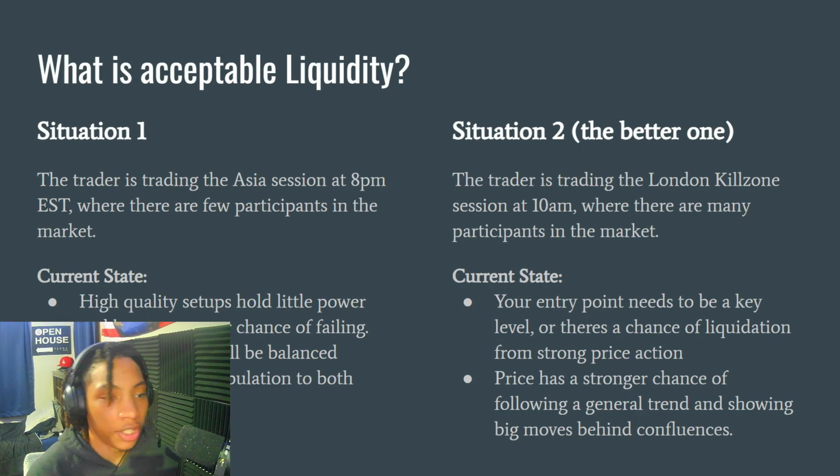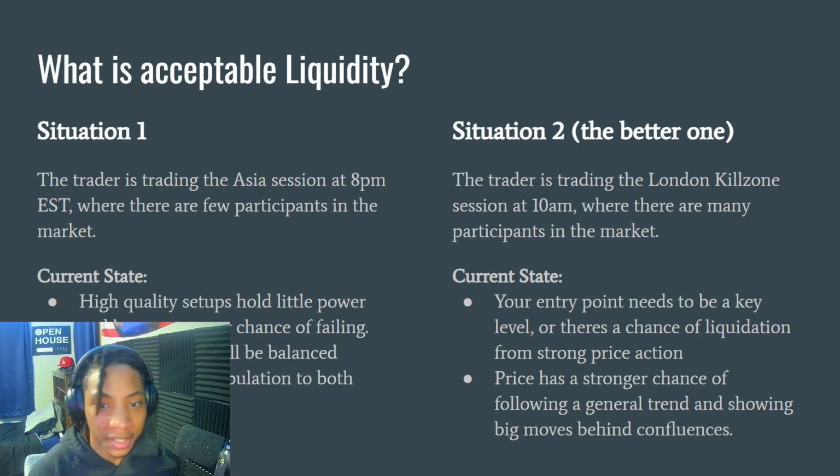So the first situation here says, the trader is trading the Asia session at 8 p.m. Eastern Standard Time, where there are few participants in the market. So trading in this current state means that higher quality setups will hold less power and have a stronger chance of failing, because price will be in a generally more balanced state, and there won't be any volume difference between buyers and sellers, which can cause manipulation to both sides.